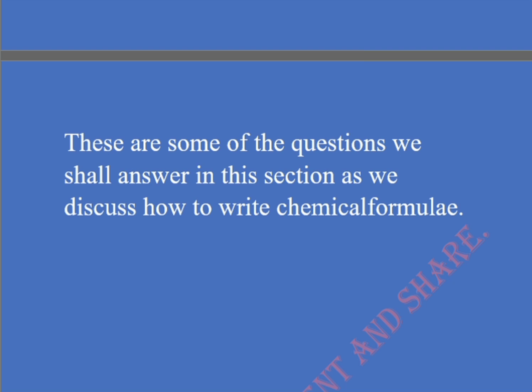To write a correct formula, we have some points that we have to consider. We must write down the following. 1. Correct symbol of the element or the radical. What will take place in a chemical reaction will be either the element or the radical.